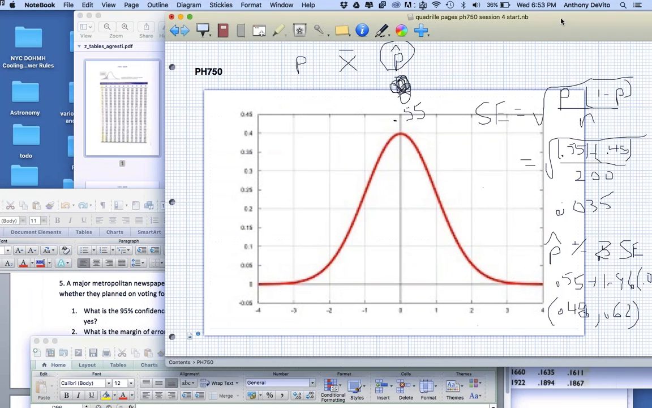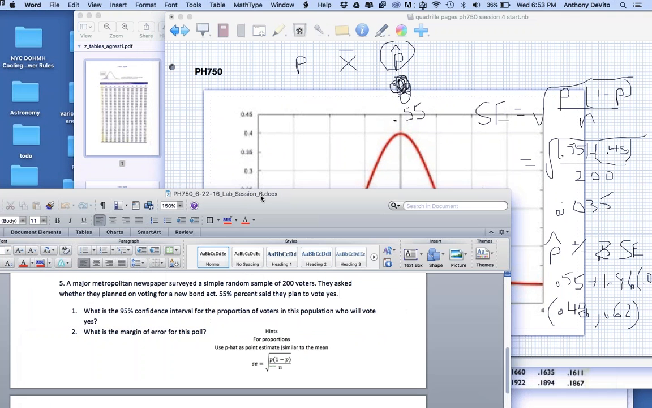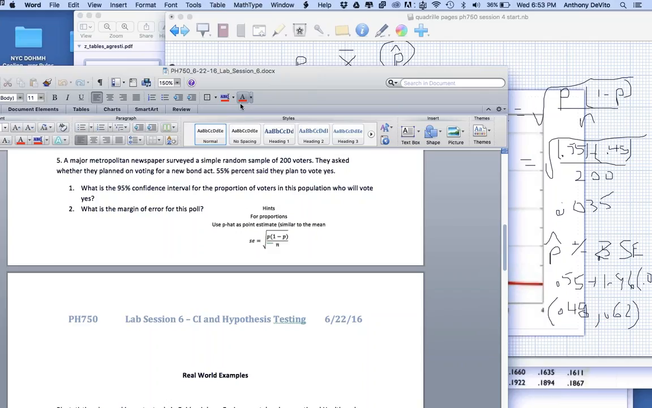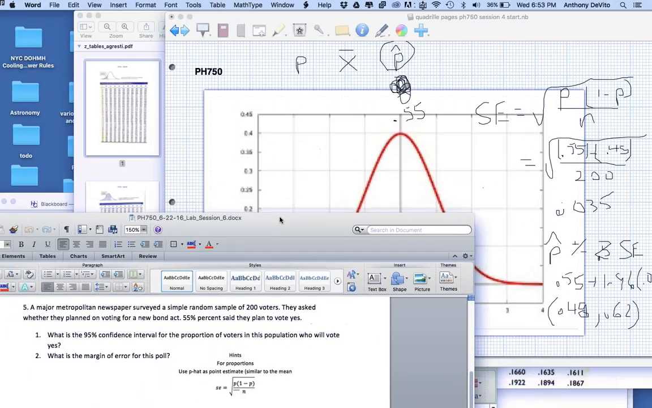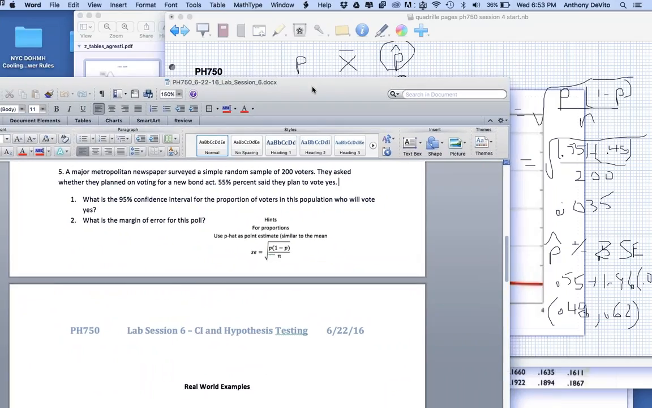Well, what was the question here again? Let's go back and take a look at this question. What was the 95% confidence interval? What's the margin of error for this poll? Well, you want to know something. What was the margin of error? How much did we add and subtract when we multiplied the 1.96 into 3.5? We added and subtracted 7%, right? 0.035 times 1.96, about 7%. The margin of error for this poll is 7%.